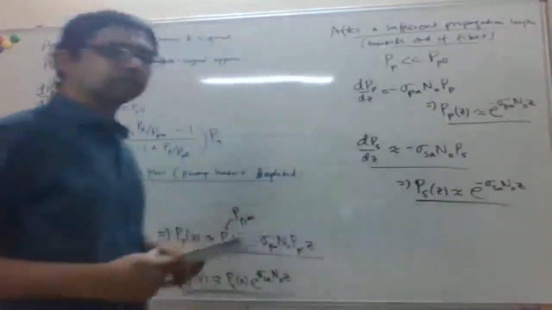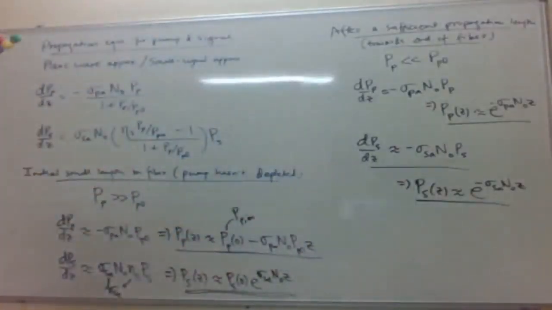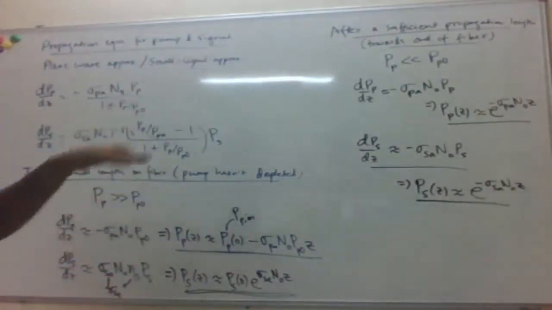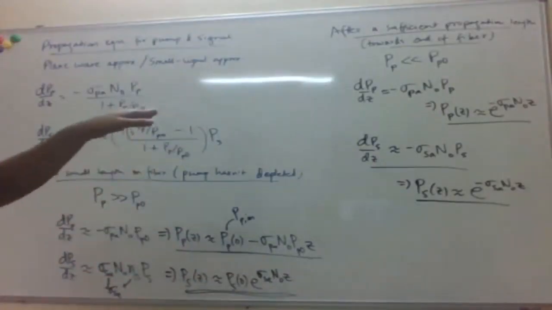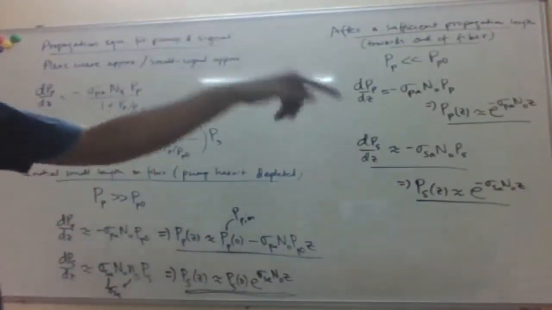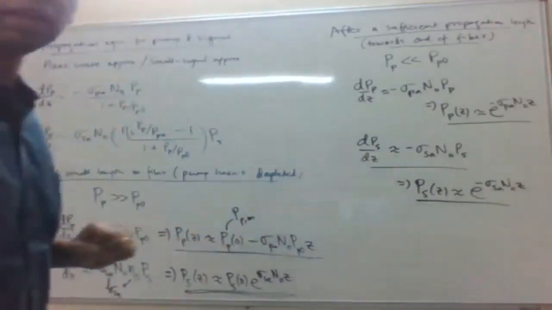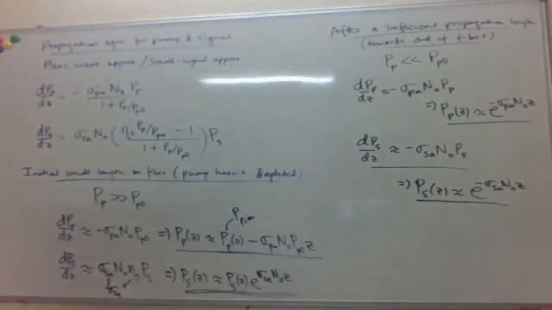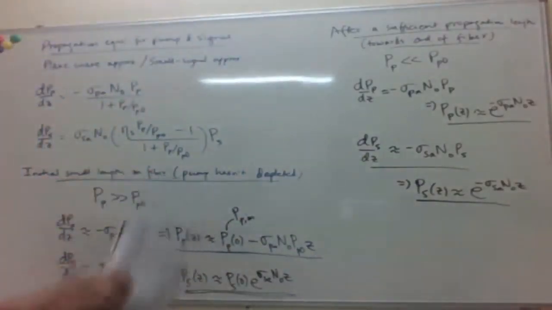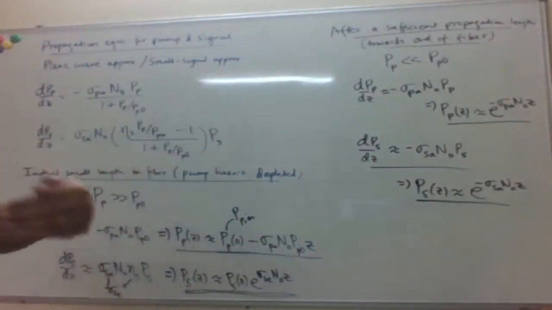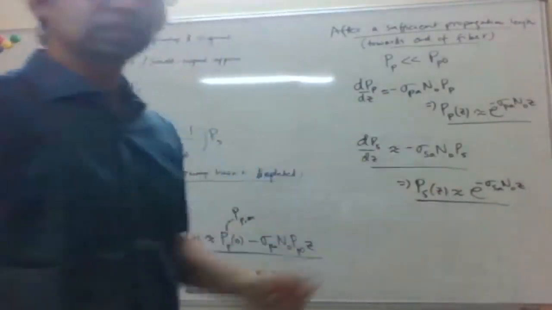So you can imagine now that there is an optimum length of the fiber. In the initial part the signal will start experiencing gain, the power will increase. Then at some point it will reach a maximum and then start decreasing. So for maximum gain we want a particular length of the fiber. If you take longer lengths, then the signal power actually starts going down.